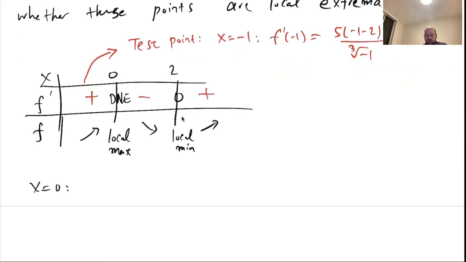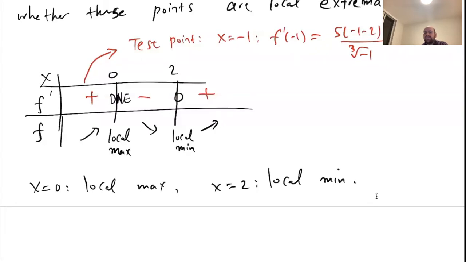X equals 0, local maximum. X equals 2, local minimum. Okay, so here we use the first derivative test in order to determine local extrema.